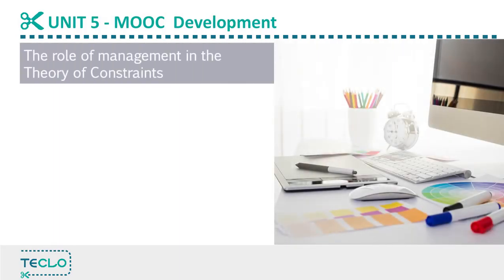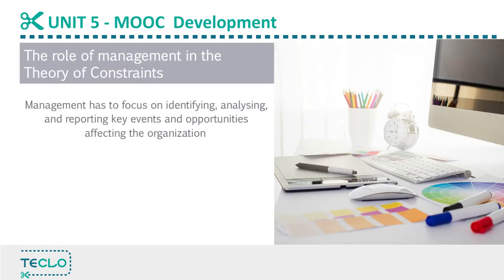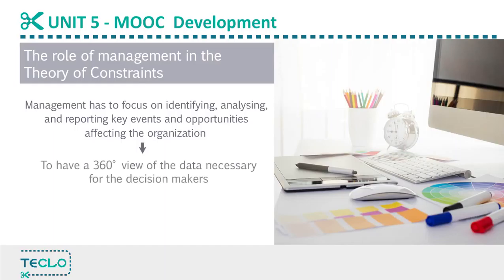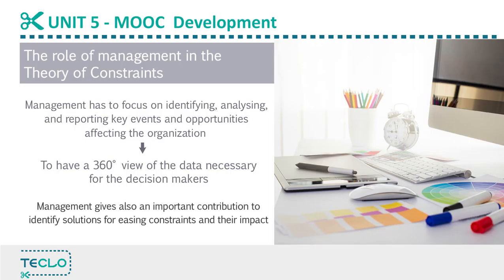The role of management in the theory of constraints. The role of management in the TOC is crucial. It has to focus on identifying, analysing and reporting key events and opportunities affecting the organisation in order to have a 360-degree view of the data necessary for the decision makers. Management also gives an important contribution to identify solutions for easing constraints and their impact.